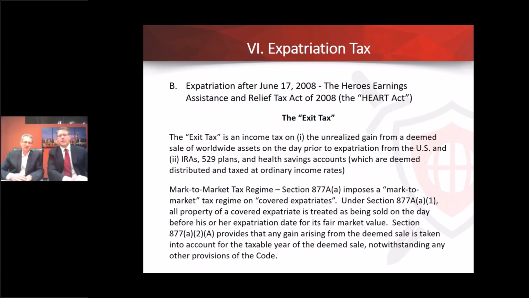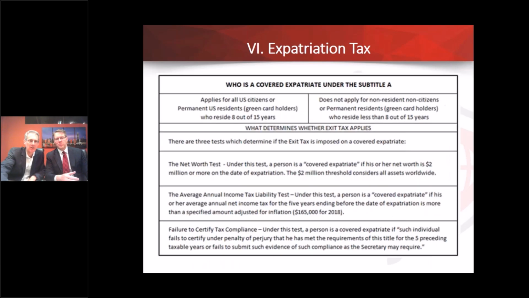So basically, when the exit tax occurs, again, it has to apply. In the slide that we had before, we provided you with a chart that explains when this applies. There are exceptions, yes, but again, there are 3 tests. If you were a U.S. resident, either you were born here, you became naturalized, or you're a green card holder and you've been here for 8 out of the last 15 years, this potentially will apply.